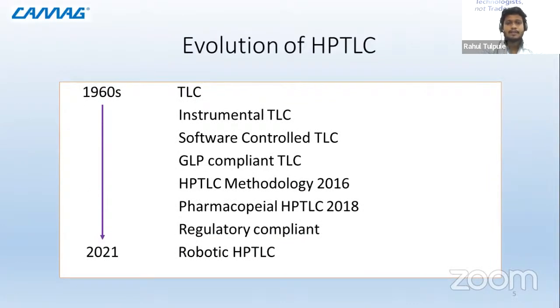In the 1960s, it was TLC. Then it became instrumental TLC, then upgraded further to software controlled TLC, then GLP compliant TLC, then HPTLC methodology came into practice, then pharmacopoeial HPTLC, which was introduced in 2018. Then we introduced regulatory compliant, and now in 2022 we have introduced a completely robotic HPTLC. We are going to talk about all the aspects and how we have evolved from TLC to our new word, HPTLC, that is completely robotic.